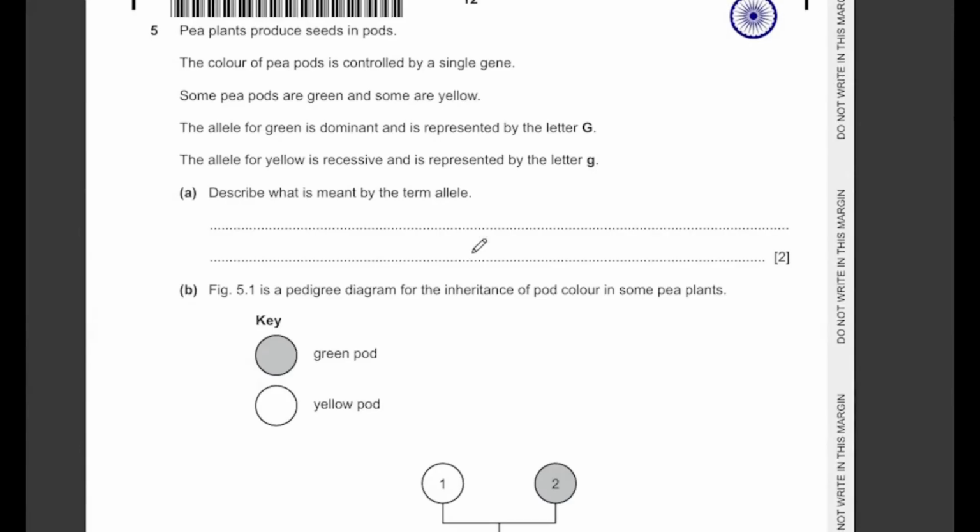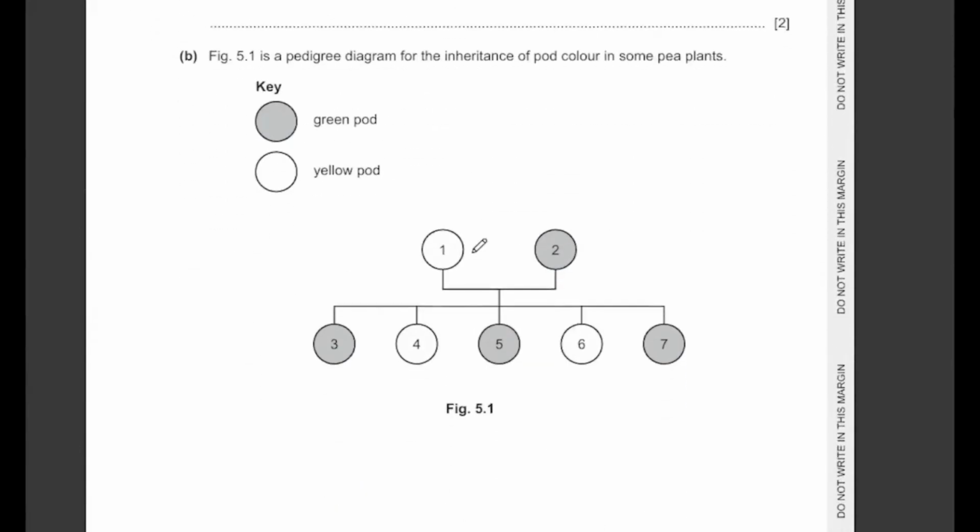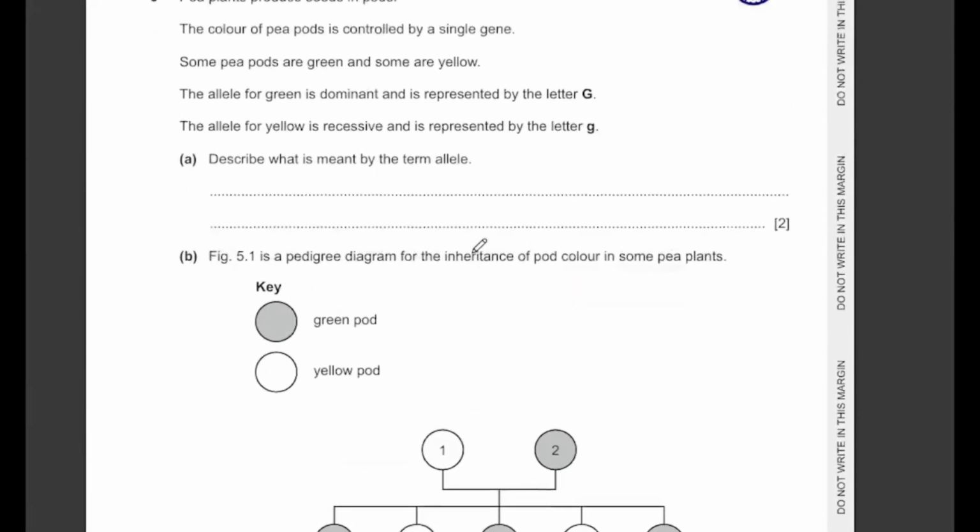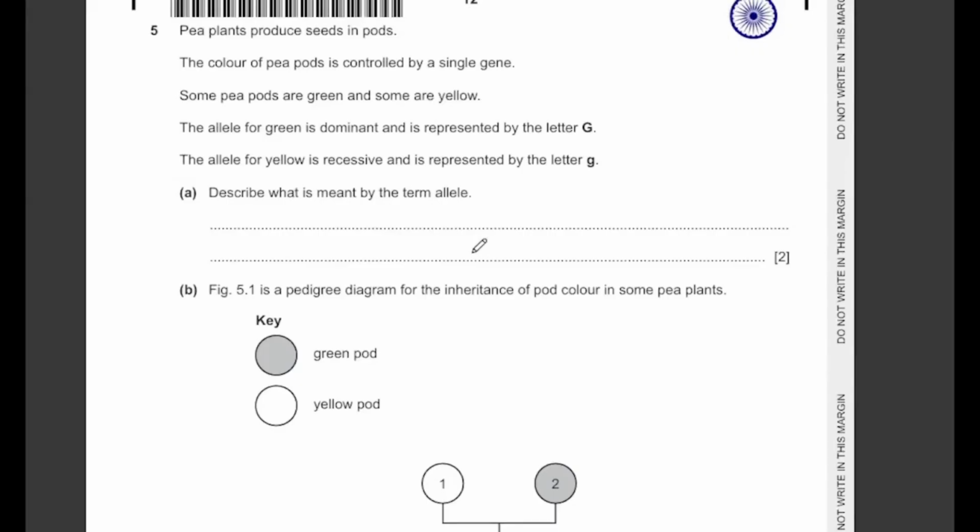Question number 5, and this is from the genetics part. A pea plant produces seeds in pods. The color of a pea pod is controlled by a single gene. Do you know who is the father of genetics and who did this kind of experiment with the pea? A famous scientist, and he was a father of a church. Let me know in the comment box who is the father of genetics.